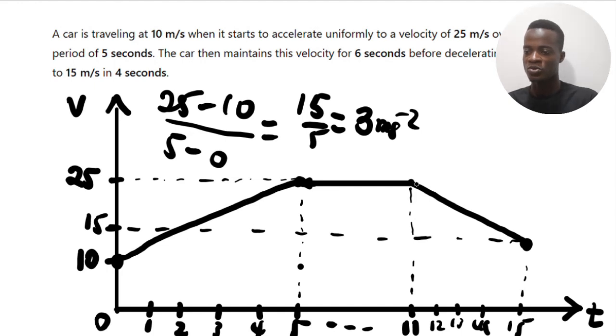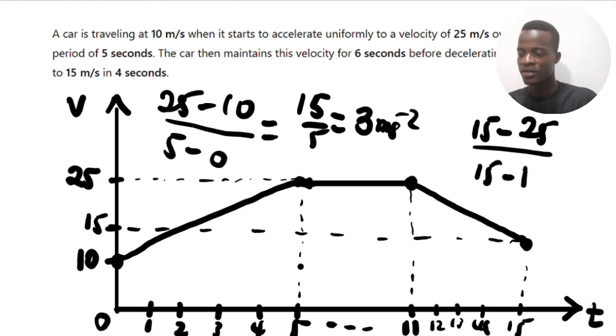Now let's get to this one. It's going to be deceleration. We move from the top down to the final part of this side, where the velocity corresponding to that side is 15. So the final velocity, 15, minus what we started from at the top, which is 25, all over the time, which is 15 here minus where this one started, which is 11.